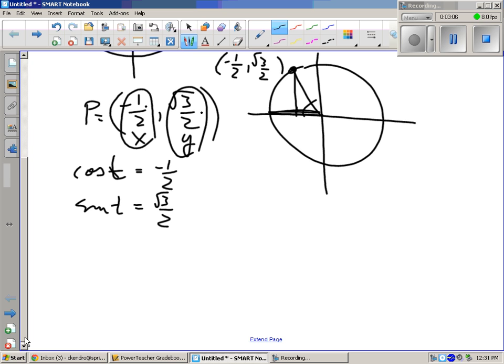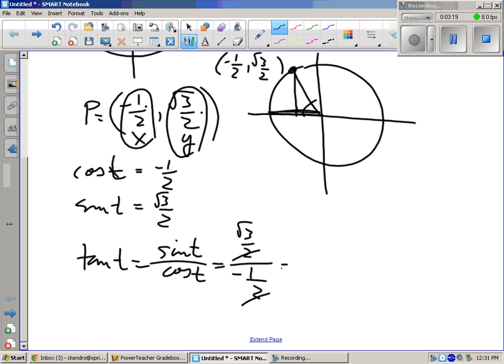Now from here, tangent, remember, is sine over cosine. So all I have to do is put √3/2 over -1/2, cancel the 2's, and you get -√3. Now remember, you can only cancel the 2's if they're on the bottom. You may not do it on the top. All right, so that part's done.